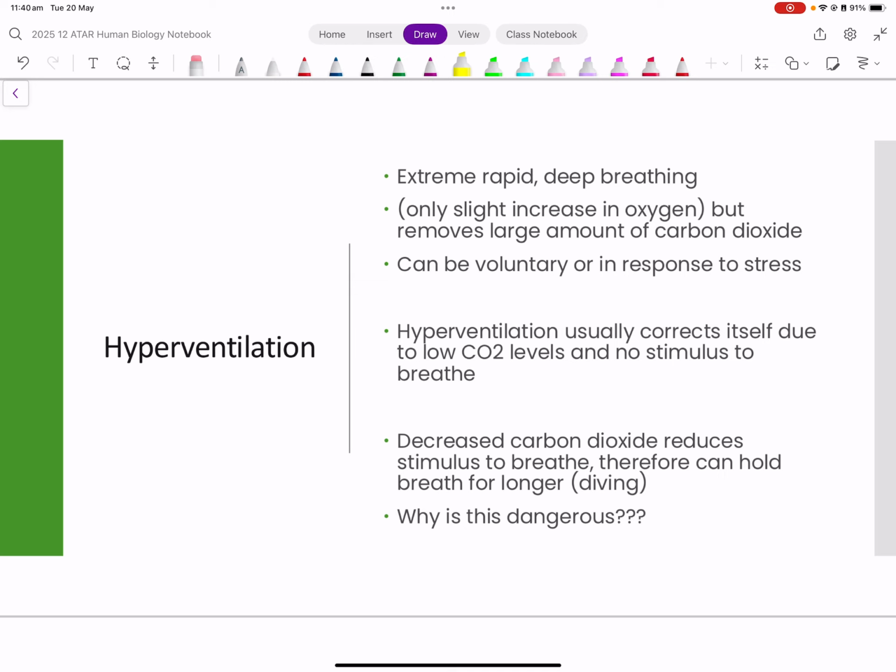So when we talk about hyperventilation, this is after you've held your breath for a long time, you might have a case of extreme, rapid, and deep breathing. Now, hyperventilation is only going to lead to a very small increase in the amount of oxygen, but hyperventilation removes a large amount of carbon dioxide really quickly. And again, we can hyperventilate ourselves by quickly breathing in rapid succession, or it might take place in response to a stress provided to the body, aka we've just held our breath for a very long period of time.